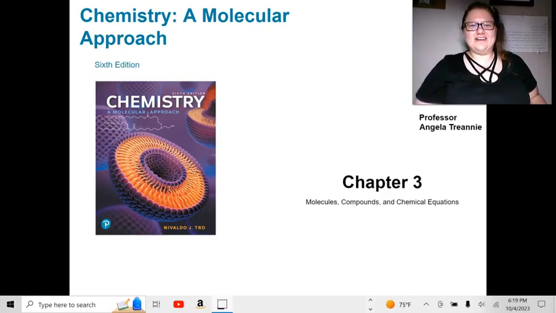Hi, today we're going to cover Chapter 3, which is titled Molecules, Compounds, and Chemical Equations. I'm not quite sure why they use chemical equations in the title for this chapter. It's not covered in this chapter. We're talking about formulas and naming. However, that's what the book says.